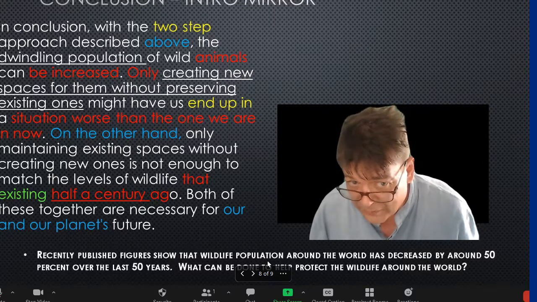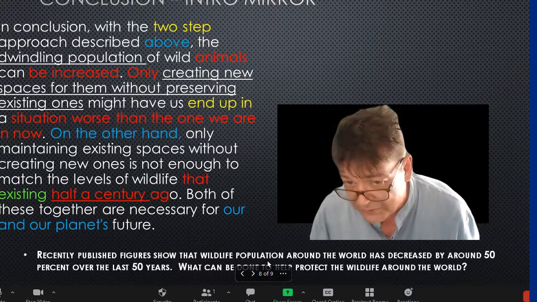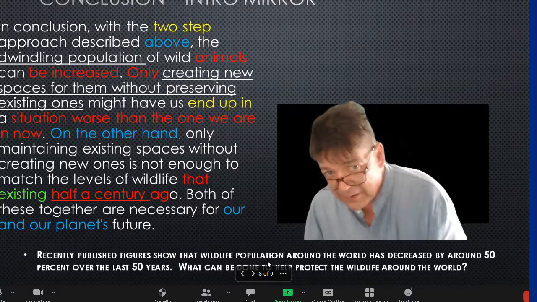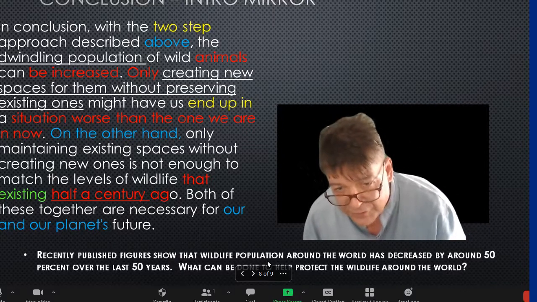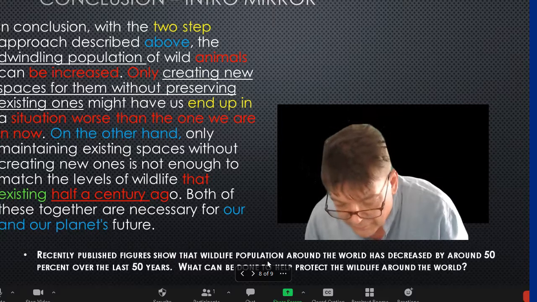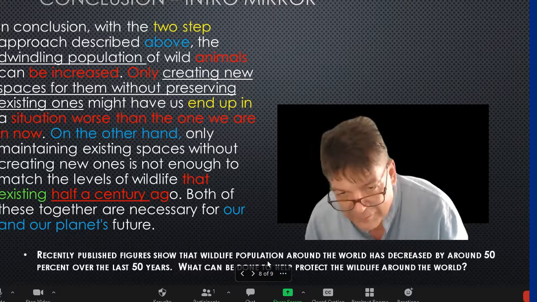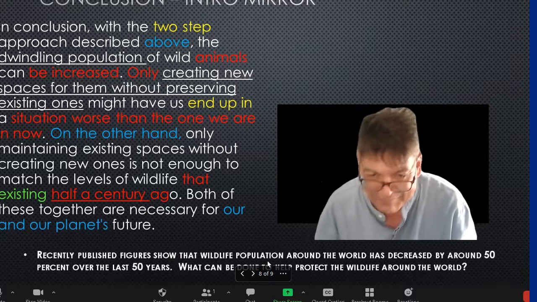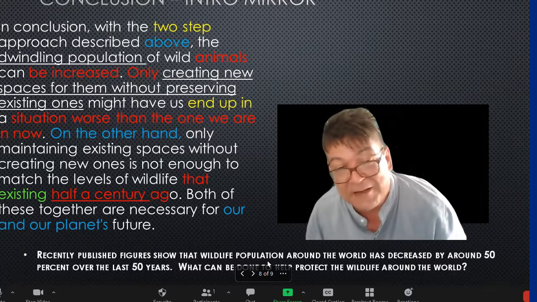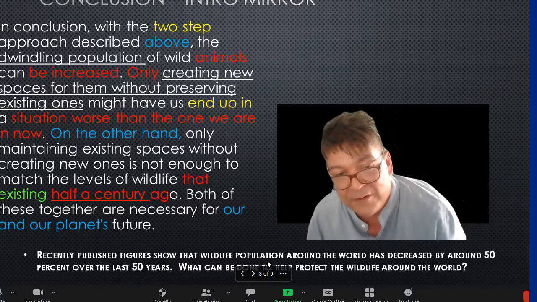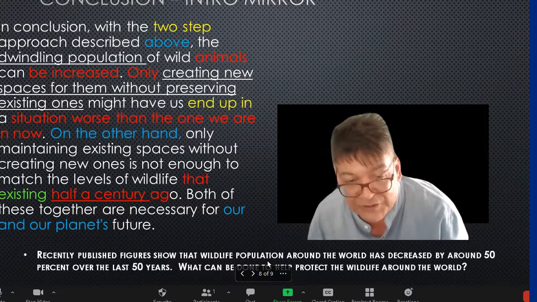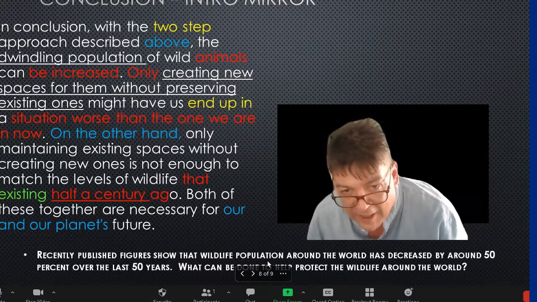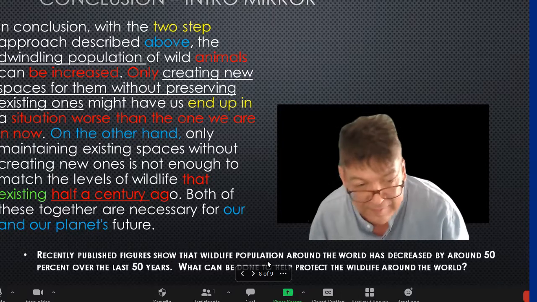I put underlines here in several places because this is very good lexical resource. Very good collocation, like dwindling population. Good use of, what's it called? An -ing, a gerund, a participle clause. That's it. Creating new spaces for them without preserving existing ones. That's a good bit of construction there. Half a century for 50 years. Excellent. Excellent.